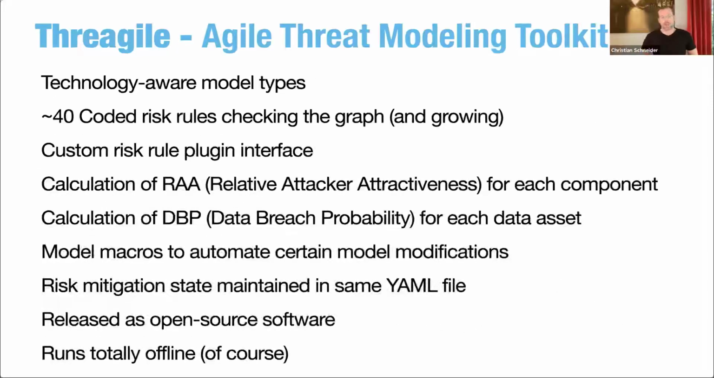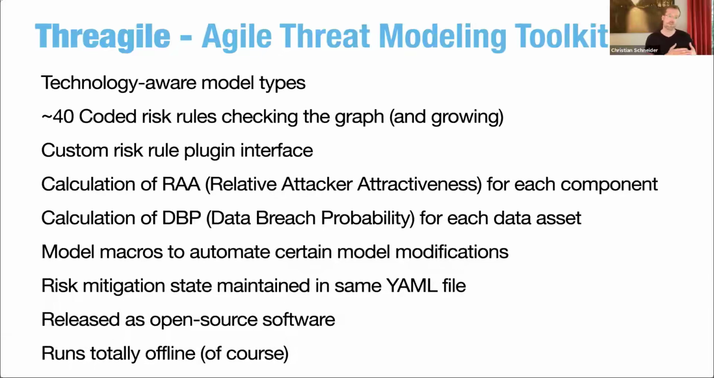Well, it's technology-aware modeling. So you model with some kind of detail in terms of technology types being used or protocols being used, so that the risk rules, and there are over 40-ish in that, can analyze the graph very precisely, leading to fewer false positives. And of course, it has a plugin interface so that you can plug in your own custom risk rules to extend that. And a few more values are being calculated. What this means, RAA and DBP, just a few minutes later, going into that.